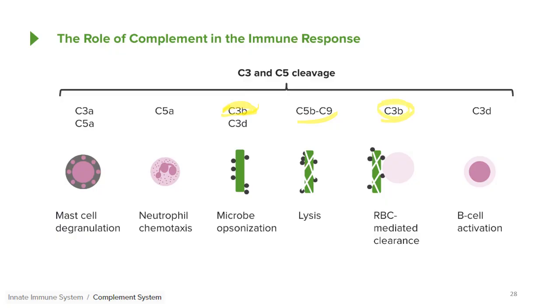C3b is also important because it has receptors. This is very unusual, okay? It has receptors on the surface of red blood cells. So C3b can interact with receptors that are right there on the surface of red blood cells. So this gives a very important function for red blood cells as agents of your innate immune system.